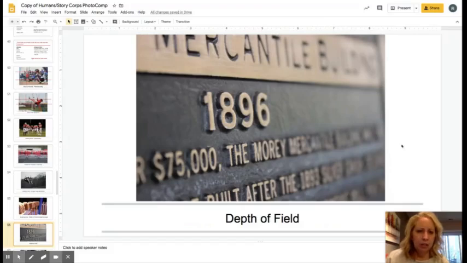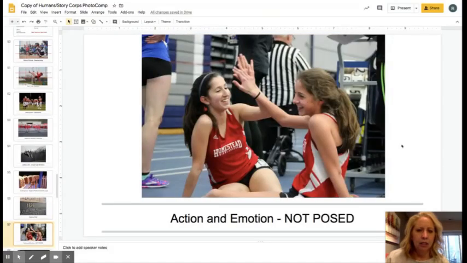Here, this also shows depth of field because it's blurring out a portion of the picture in order to focus in on the 1896. We always want to go for, again, action and emotion shots, not people looking at the camera right in the moment. So that's a great shot.